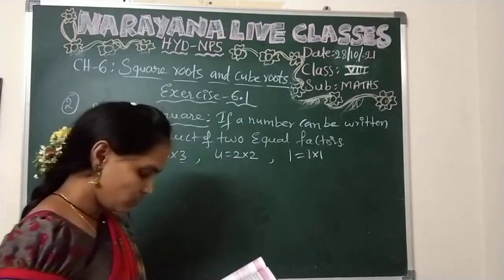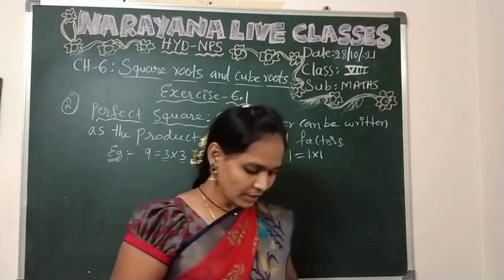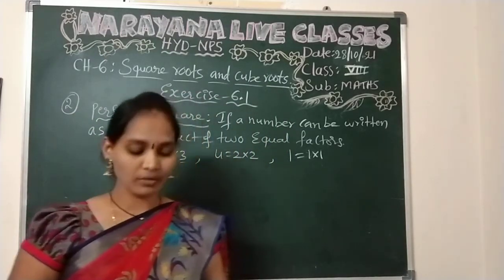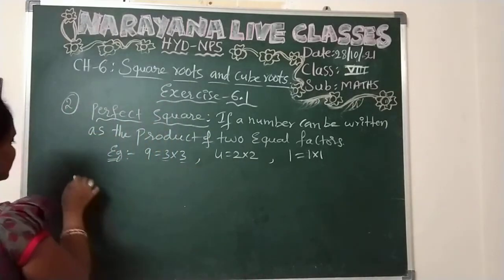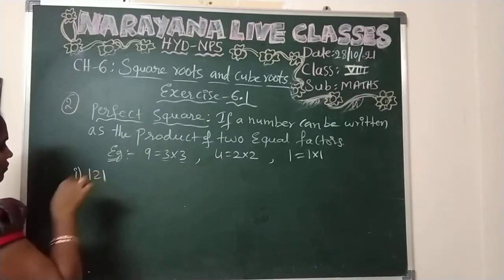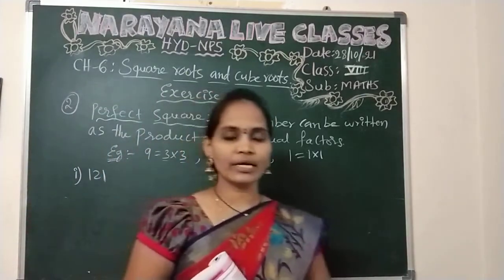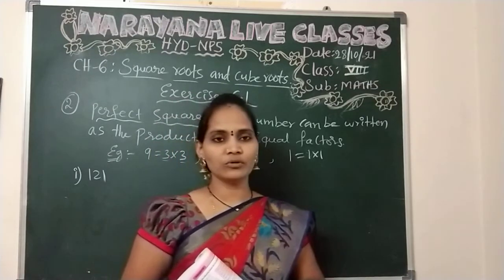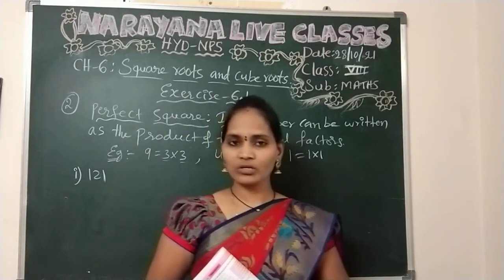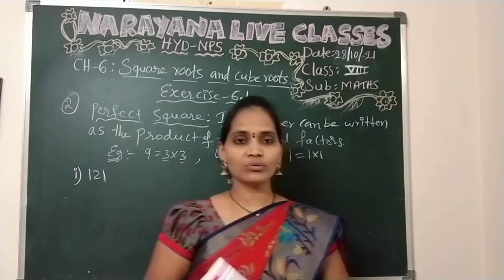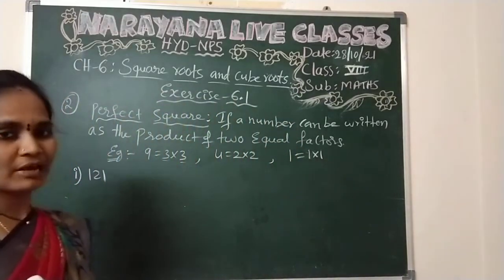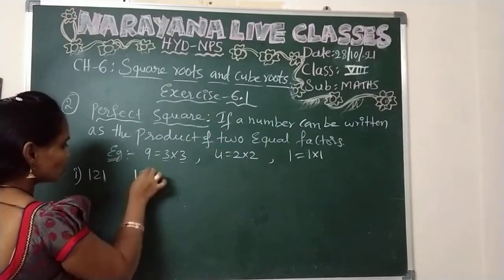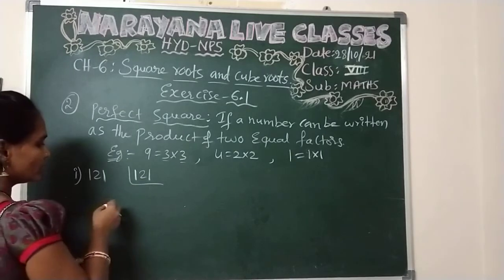Now a few numbers are given, and we need to find out which are perfect squares and which are not. The first number in this question is 121. Directly, can you write it as a product of two equal factors? No. In a few cases we cannot identify two equal factors directly. So in that case, it is better to use the prime factorization method.